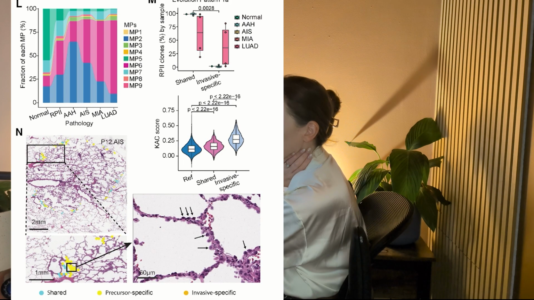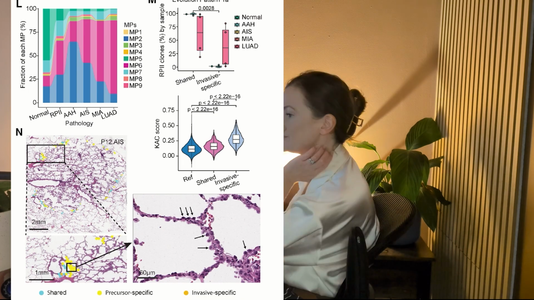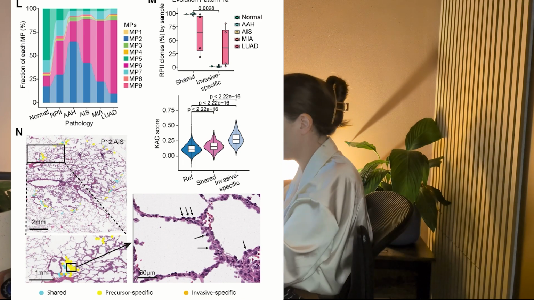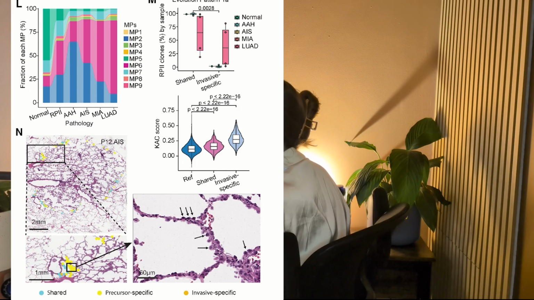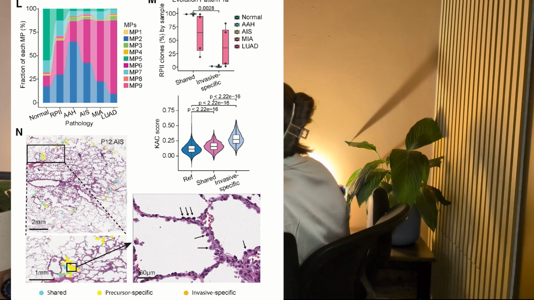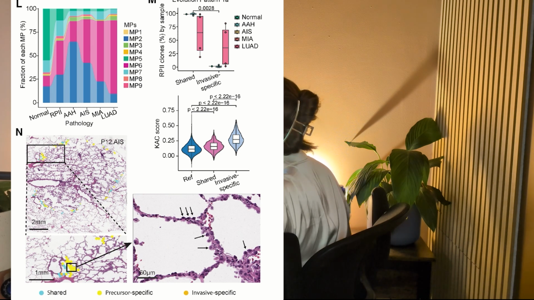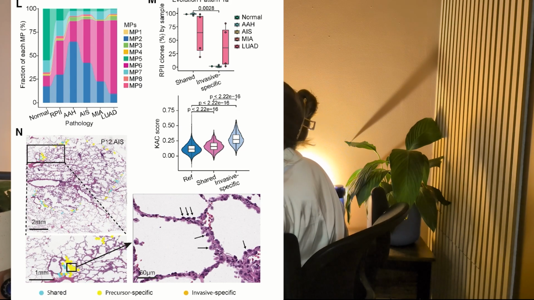Panels 3M and 3N integrate the clonal data from Figure 2. The earliest clones, the ancestral branches in a patient's tumour phylogeny, are disproportionately found in reactive pneumocytes. In some cases, these RP2-associated clones are shared across normal tissue, precursor lesions, and LUAD. In others, they're specific to precursor or invasive branches. Either way, the message is consistent. The earliest detectable clonal expansions occur not within obvious tumour regions, but within these transitional alveolar niches.